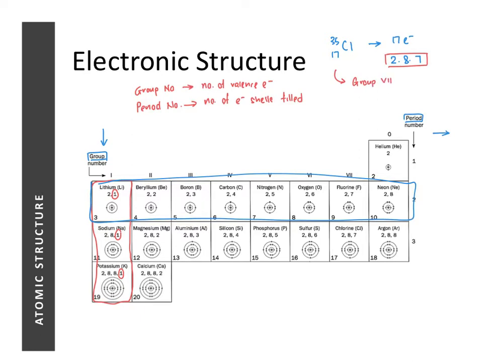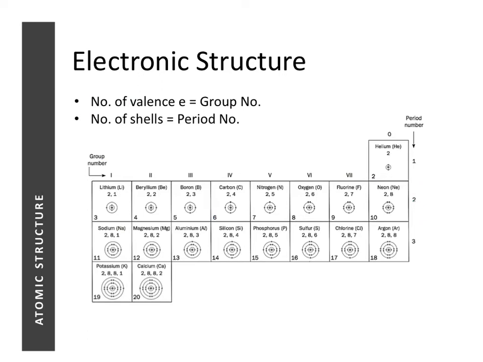If you look at the string of numbers, there are 3 numbers there, 2.8.7. What it means is that there are 3 electron shells that are filled. So that tells us that chlorine must be found in period 3. As we have deduced in the last slide, the number of valence electrons in an atom of an element tells us the group number in which the element is found, and the number of shells that are filled tells us the period number of the element.